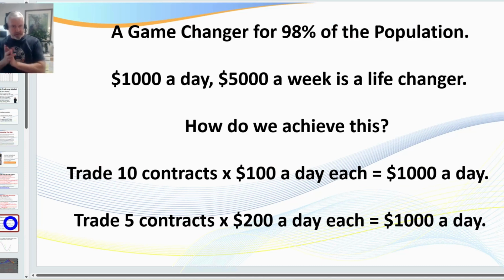So let's now get into this. Now this would be a game changer for 98% of the population globally. If you were able to earn, say, $5,000 a week, how would you achieve that? Now I'm not going to talk to you about earning $500 to $1,000 per contract and some of the ridiculous things I see out there, because for the majority of traders that is not the reality. However, trading 10 contracts and earning $100 a day, or 5 and earning $200 a day, is extremely realistic.